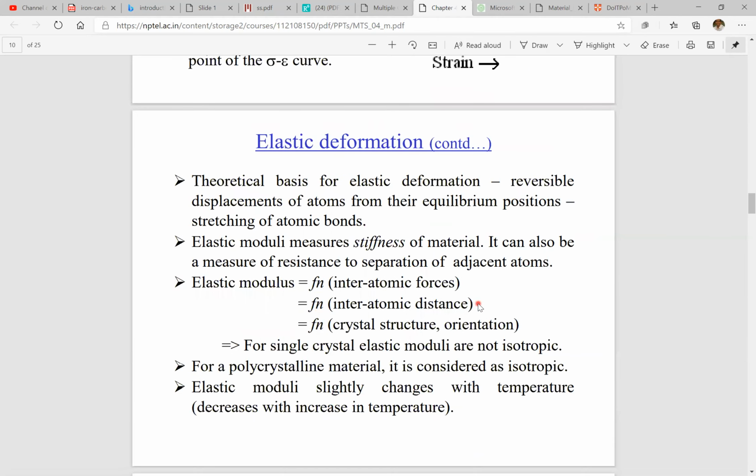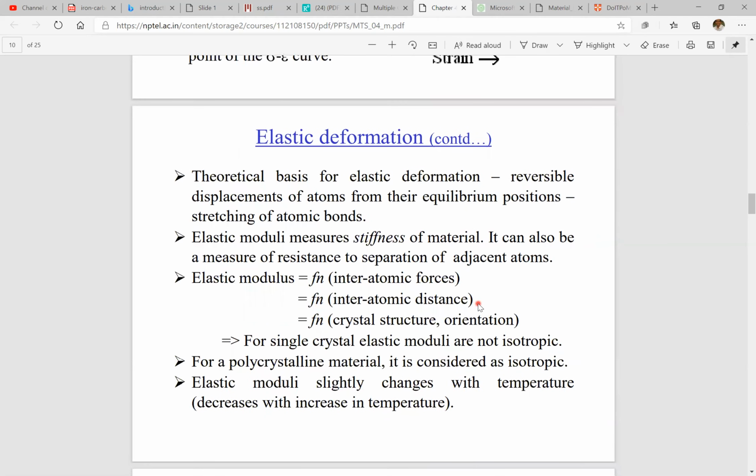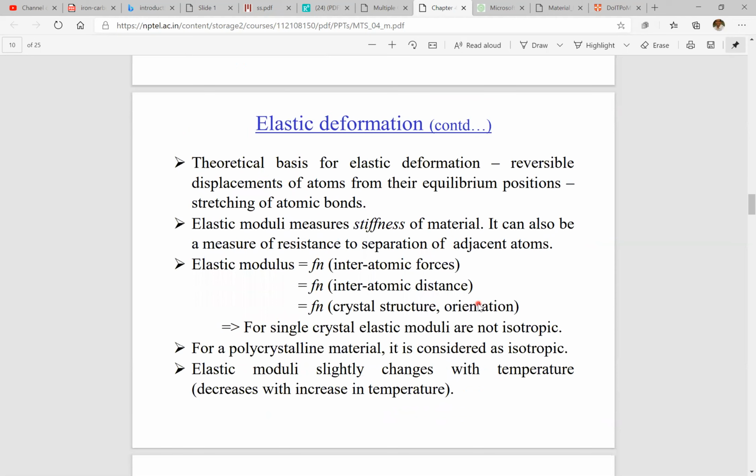As you know, the theoretical basis of elastic deformation is the reversible displacement of atoms from their equilibrium positions, stretching of atomic bonds. Elastic moduli measure the stiffness of a material, and from the elastic modulus we can measure the stiffness. It can also be a measure of resistance to separation of adjacent atoms.